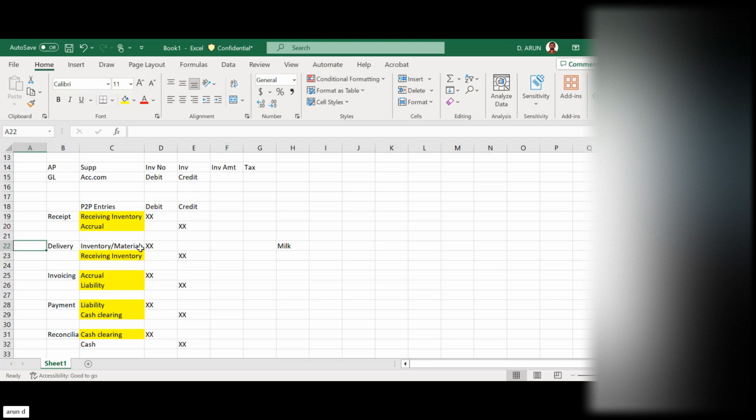Okay. So here you will basically have different natures of purchases. It could be the material transaction, which is the example that we saw. Apart from that, we could also have the asset purchase or the expense purchase.